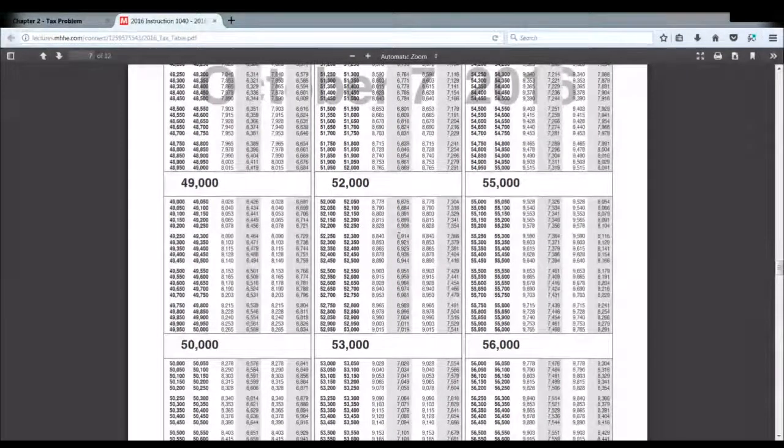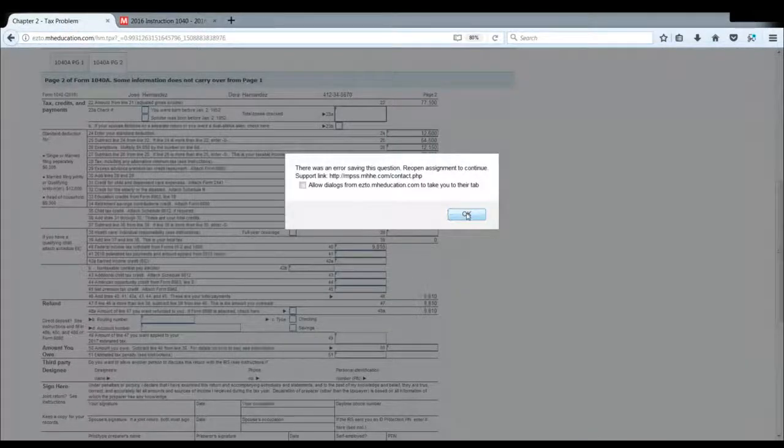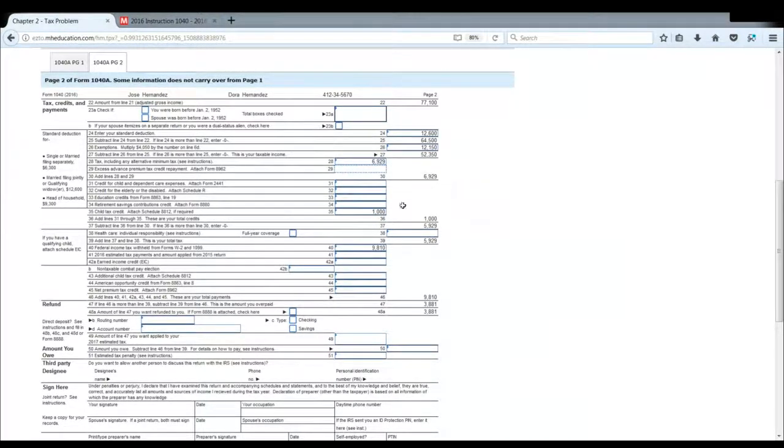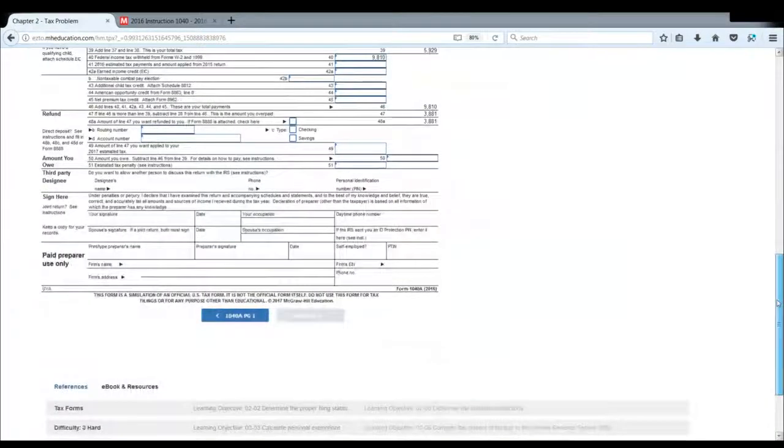It says here 52,350. It's 6929 right there. 6929. Okay. So I'm going to go here and I'm going to put tax is 6929. Okay. And that should be it.